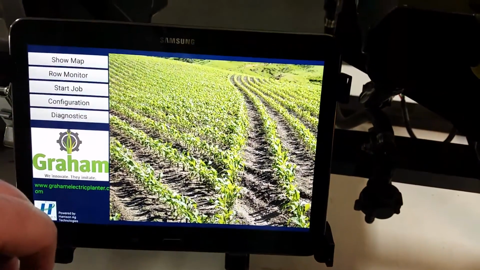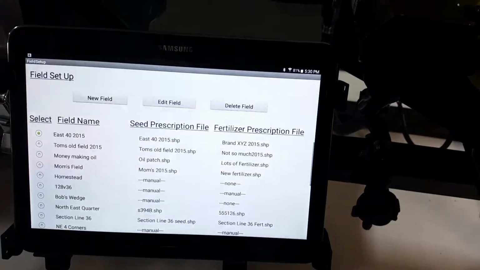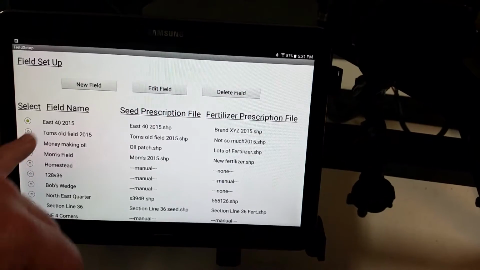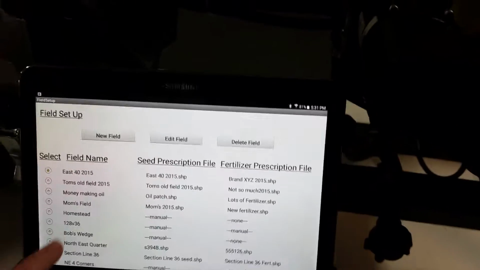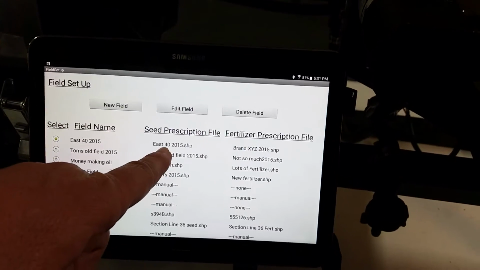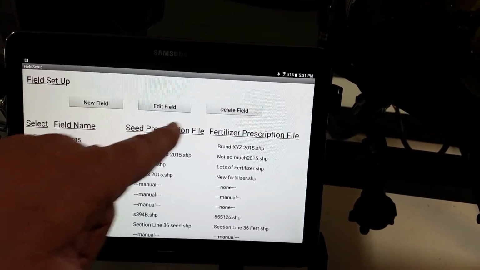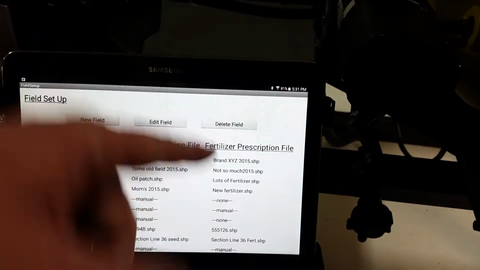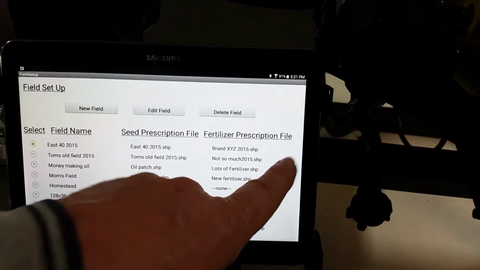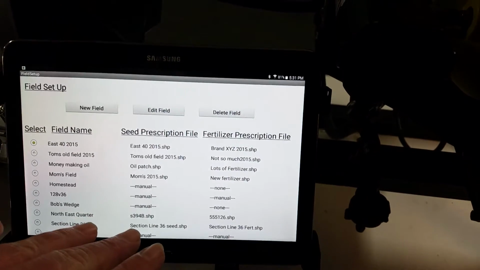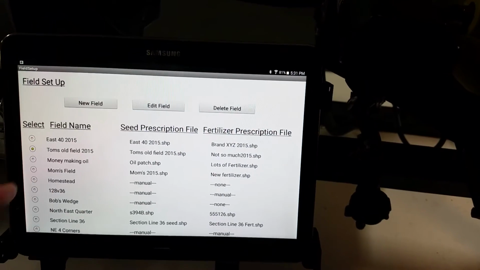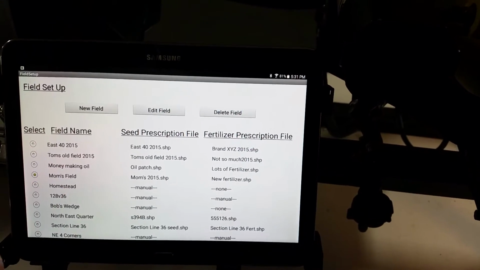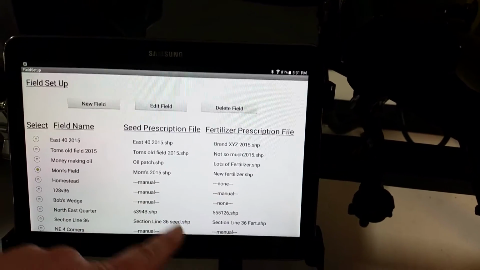And then to start a job, I've pre-set up a number of fields. You identify your field by an arbitrary name. I just made up these names here. The prescription file that you use for the seed, you can have a prescription file for dry or liquid fertilizer, or up to 2 other prescription files can all be layered on top of one another. Then you activate whichever field that you want to go into, and then the planter will only plant to that field right there.